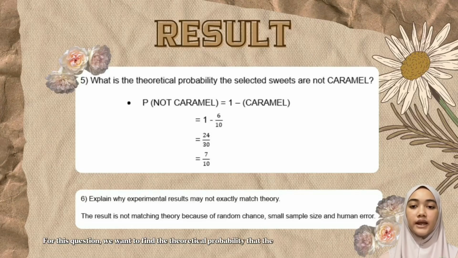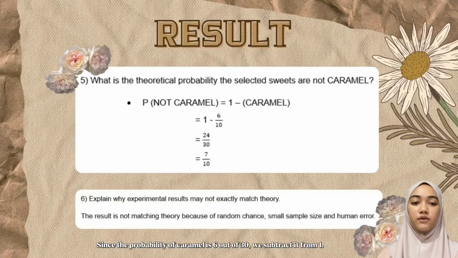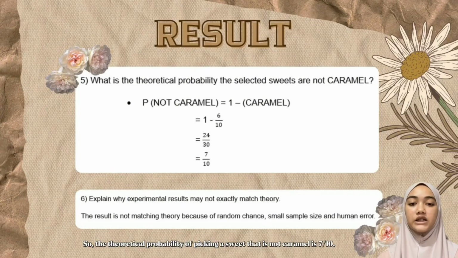For this question, we want to find the theoretical probability that the selected sweet is not caramel. To do this, we use the complement rule. P(not caramel) equals 1 minus P(caramel). Since the probability of caramel is 6 out of 30, we subtract it from 1. This gives us 24 out of 30, which simplifies to 4 over 5. So, the theoretical probability of picking a sweet that is not caramel is 4 over 5.